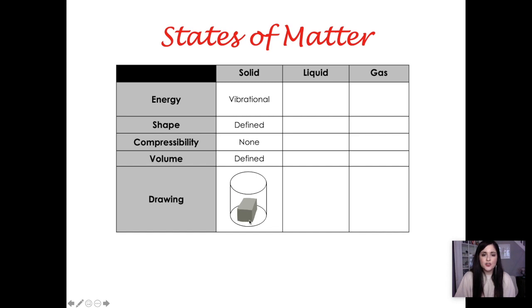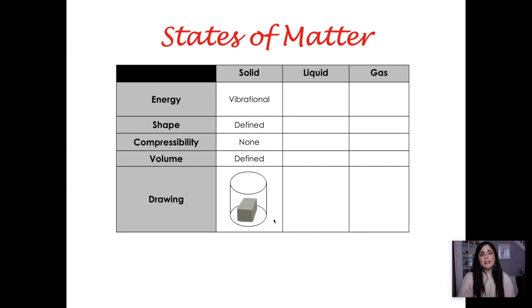They can't take the shape of the container that they're in because they don't have enough energy to do that. They can't slide past one another. Liquids, on the other hand, can slide past one another, which is why they take the shape of the container that they're in. So if you have a bottle of water sitting in front of you, you could shake that water around and it takes the shape of its container.